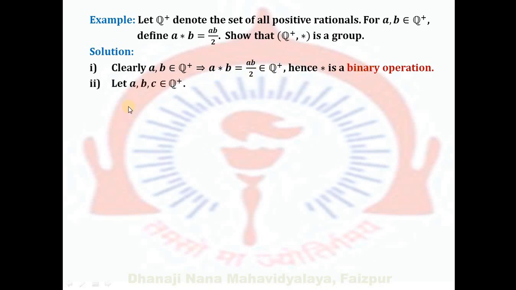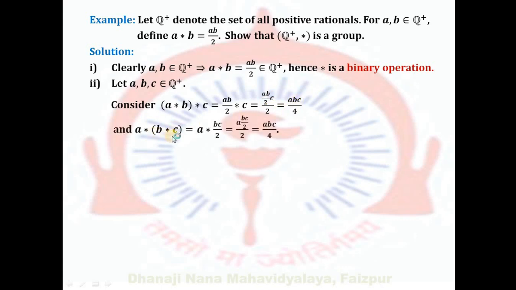Now for associativity, we take 3 elements in Q plus, so let A, B, C belong to Q plus. Consider A star B star C. A star B, by this binary operation, is AB by 2, star with C. Now this operation says A star B is AB by 2, that is the product of these two elements divided by 2. So AB by 2 star with C is the product of these two elements divided by 2, that is AB by 2 into C divided by 2. So it is ABC by 4.